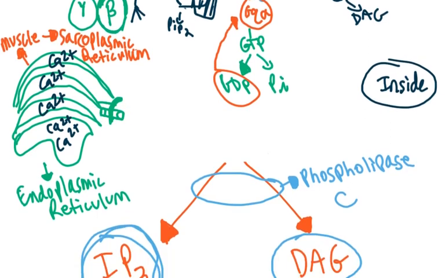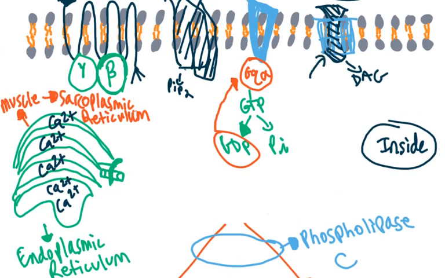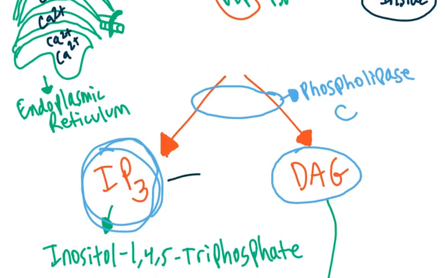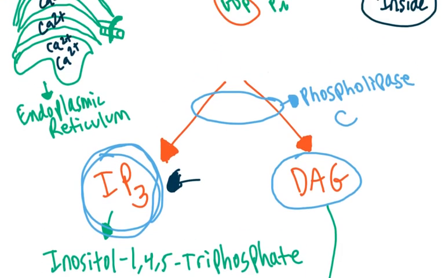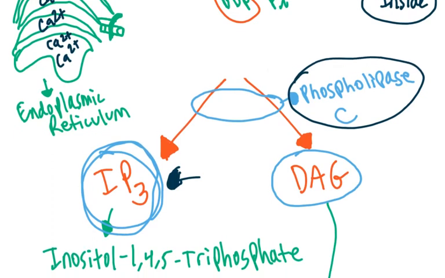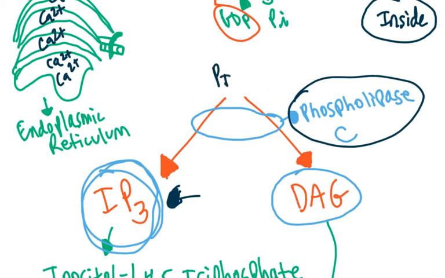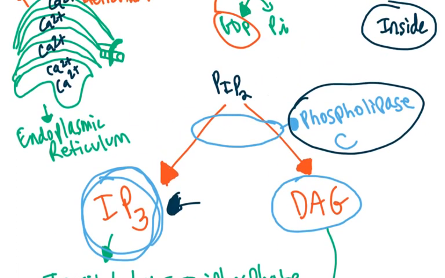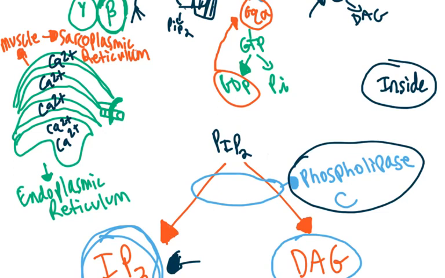So what's going to happen here is look at this. We have DAG here on the membrane. We'll see what it does in a second. What about IP3? Once IP3 is created because of our phospholipase C enzyme, it breaks down our PIP2, our phosphatidylinositol 4,5-biphosphate, into IP3 and DAG. IP3 will come bind to the receptor on the endoplasmic reticulum. This binding will cause our calcium to start pouring out into the cytosol, into the cytoplasm of our cell.